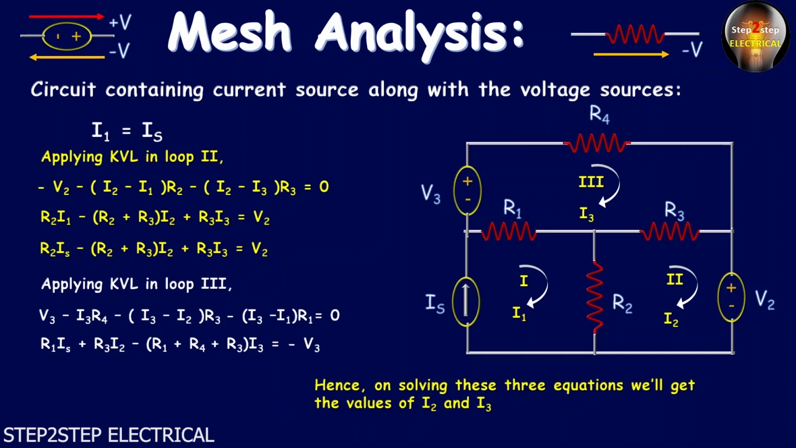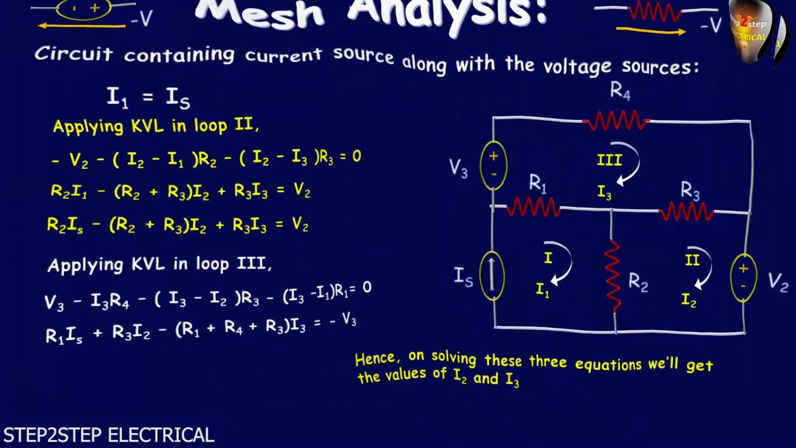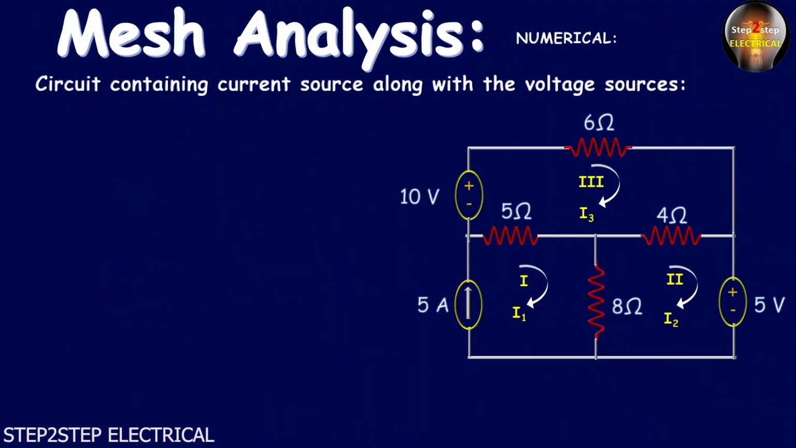Now we will solve a numerical. Let's solve the numerical. You can see that the value of Is is 5 ampere, and so you can conclude that I1 is equal to 5 ampere. Okay, so we can write I1 equals Is equals 5 ampere, and we don't have to apply KVL in loop 1 as this current source is lying on the circumference of loop 1. Now we will only apply KVL in loop 2 as well as in loop 3. So let's apply KVL in loop 2.